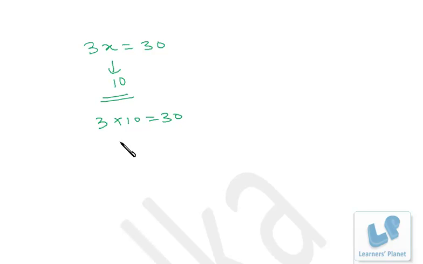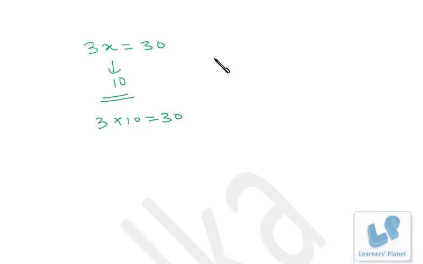Earlier we discussed there was an addition sign or subtraction sign between the terms. Here a single term is there, and the sign between the numerical number and the variable is the multiplication sign, right? So 3x is 30, that means x should be 10.